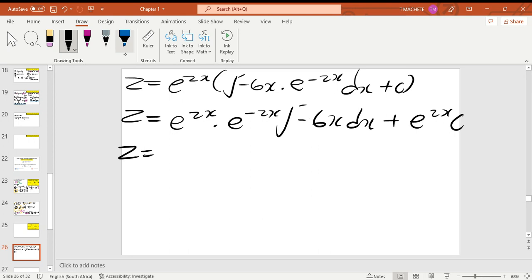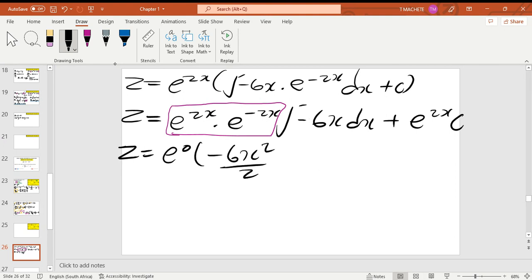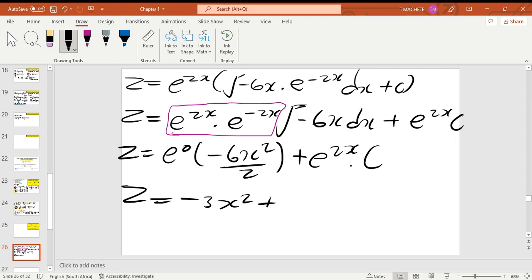So z will be equals to, remember here, you're multiplying the powers of the same base. You add the exponents, so you're going to have e to the power 0 there. Integral of minus 6x. So what is the integration of minus 6x? You're going to get minus 6x squared over 2. Then you say plus e 2x times c. Then your final answer will be minus 3x squared plus e 2x multiplied by c. Then that's your final answer.